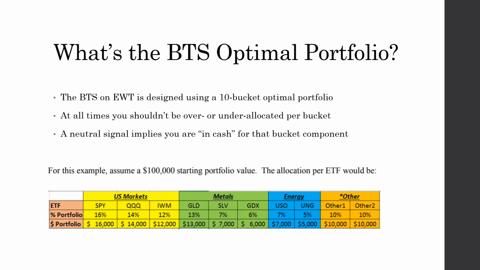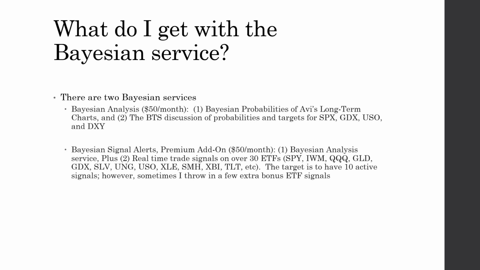So what do you get with the Bayesian service? Just very quickly, and I know Tom might touch on this at the end as well. There are two things on the subscription menu. Well, there's one that's Bayesian analysis. It's $50 a month. This is an abbreviated version of what the full service used to be. So there are some members that don't actually want the trade signals, and that's fantastic. That means you're probably a professional trader. You already have your own systems dialed in, and you don't want the actual real-time trade signals delivered to you via text or to your email.